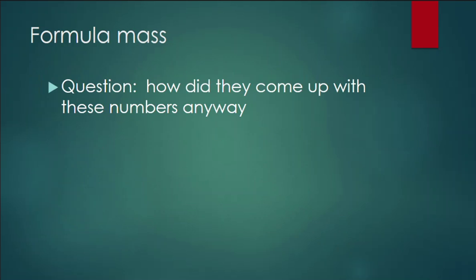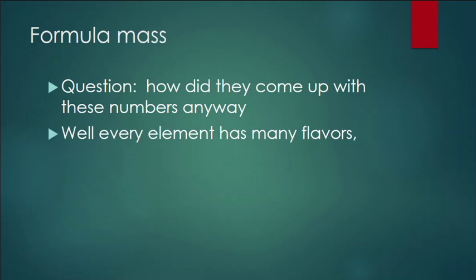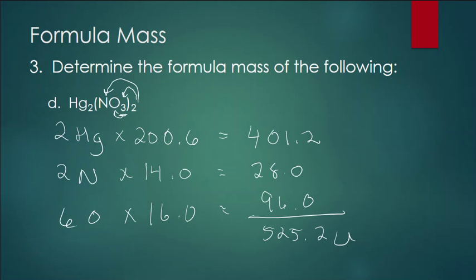So how did they come up with these numbers anyway? Well, every element has flavors. We call those flavors isotopes, and we're going to end it right there. That's tomorrow's stuff.